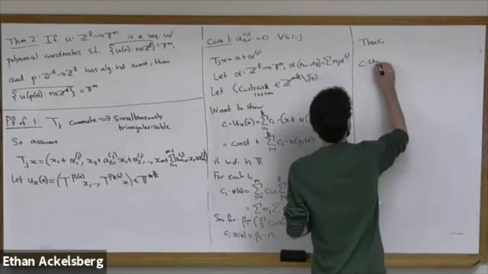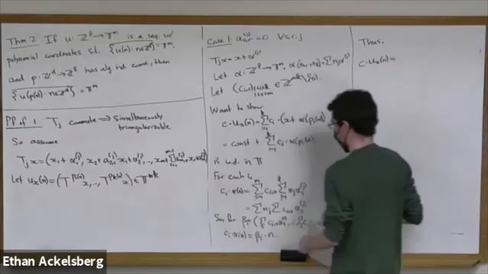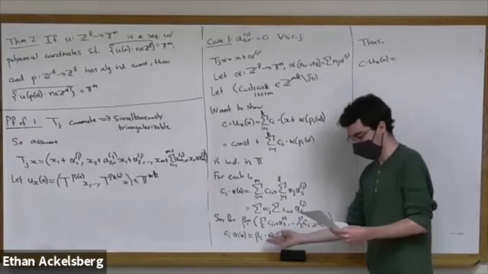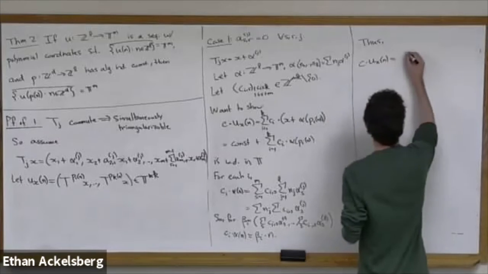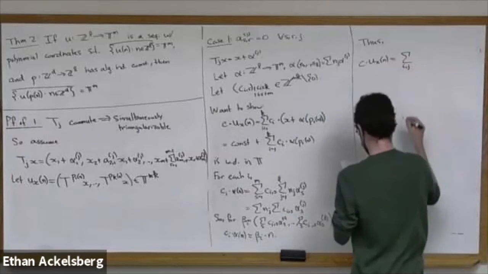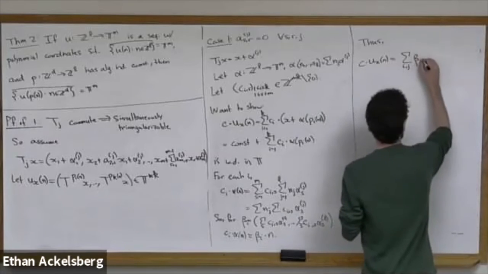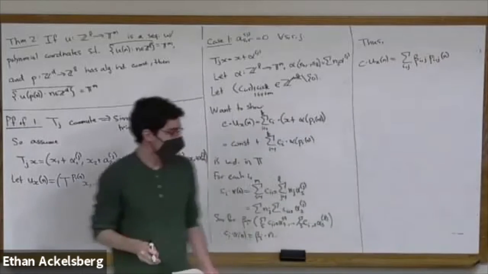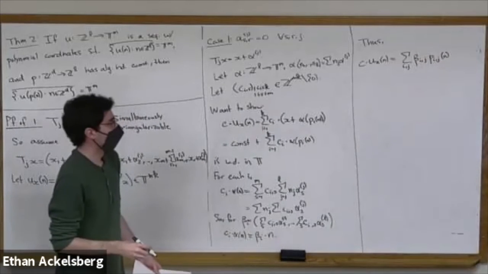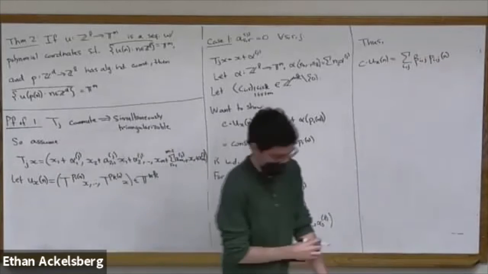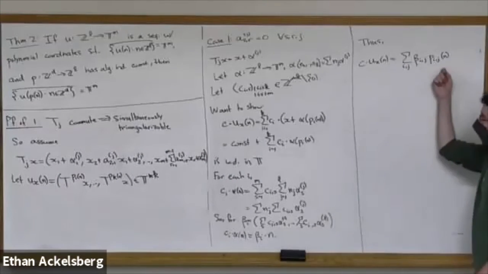So C dotted with Ux of n. If we replace this with this here, we're going to get a sum over i and j of beta ij pij of n. And okay, well now we have a combination of the Pij's.